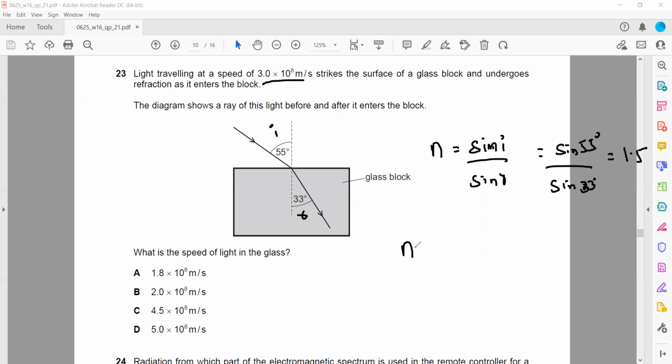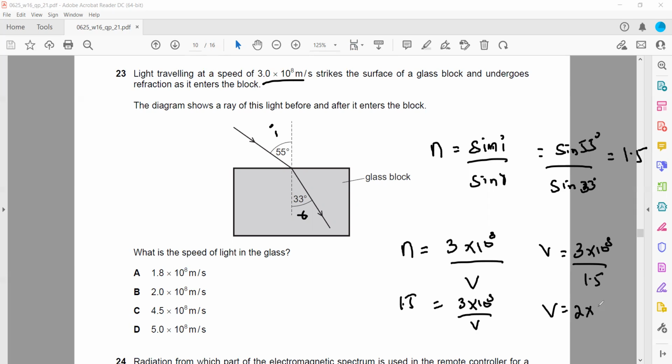And after getting the refractive index, the formula for refractive index is the speed of light in air, which is 3 into 10 to the power 8, divided by the speed of light in the medium. So the refractive index is 1.5, this is 3 into 10 to the power 8, and we don't know V. We cross multiply. So V will be 3 into 10 to the power 8 divided by 1.5, so V is equal to 2 into 10 to the power 8 meters per second. So the speed at which the light is moving through this glass is 2 into 10 to the power 8 meters per second. So first, using the formula for angles, we get the refractive index, and using the refractive index we find the speed.